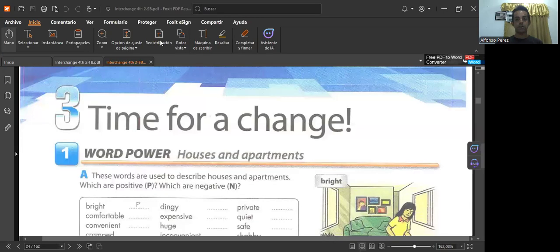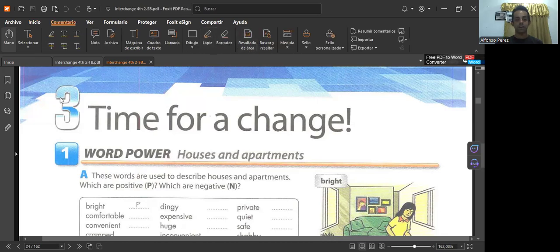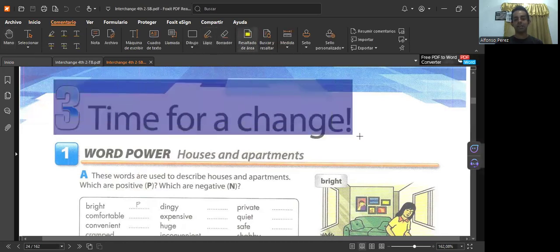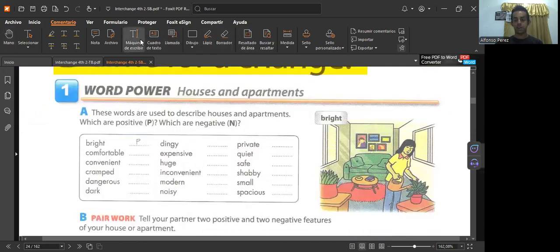Okay, let's talk about our unit. In Unit 3, we talk about houses. We evaluate spaces. Okay, let's highlight this: Time for a Change. This is a vocabulary we study in the intervideo. The Word Power, houses and apartments. Let's go with the words. P for positive, N for negative.